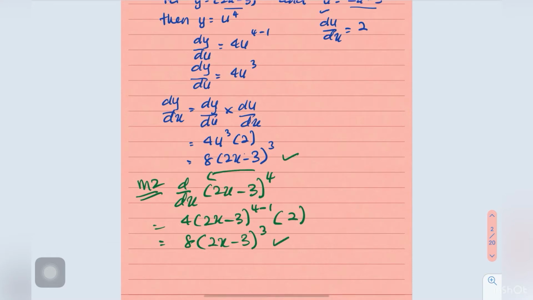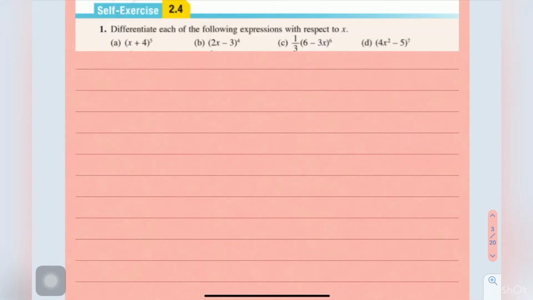Same answer. For the rest of the questions, I'm going to use the second method, method 2. Actually, the concept is that you must use the chain rule, but method 2 is easier.